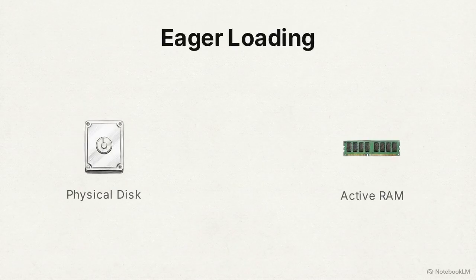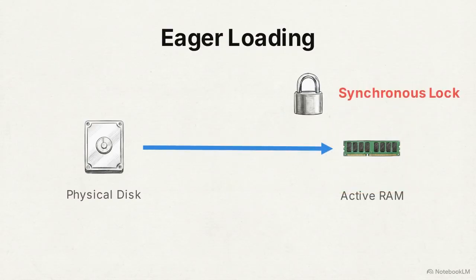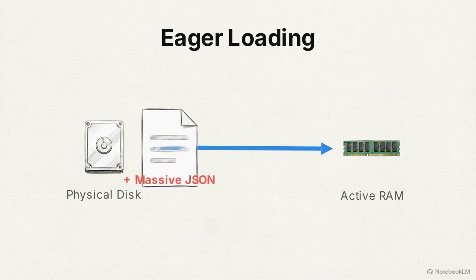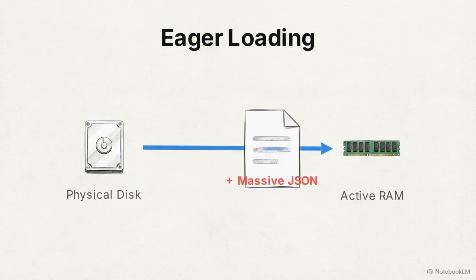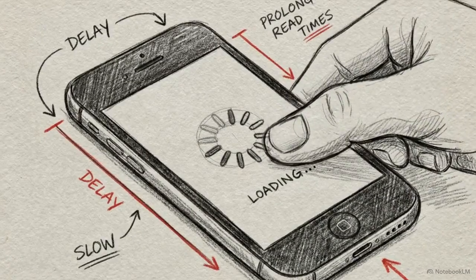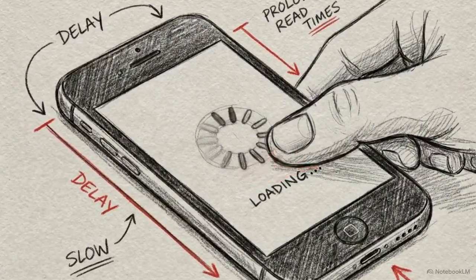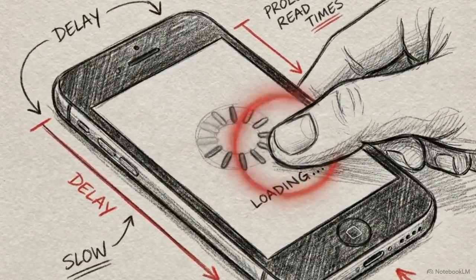This demonstrates eager loading. The flat .plist file moves continuously from the physical hard drive into active RAM. The OS executes this synchronously at startup, loading the entire property list before the app becomes accessible. Inflating this with massive JSON linearly extends CPU disk reads. For the user, this extended read time manifests as a prolonged splash screen, or a noticeable delay before the first frame of the UI renders.